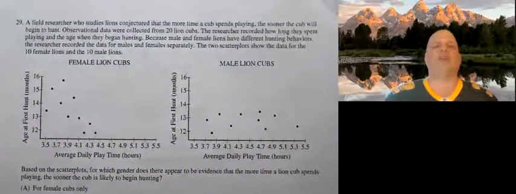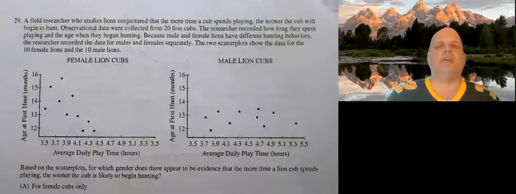A field researcher who studies lions, that seems safe, conjectured that the more time a cub spends playing, the sooner the cub will begin to hunt. Observational studies were collected with 20 lion cubs. The researcher recorded how long they spend playing and the age when they began hunting. Because male and female lions have different hunting behaviors, the researcher recorded the data for males and females separately. The two scatter plots show the data for the 10 female lions and the 10 male lions.